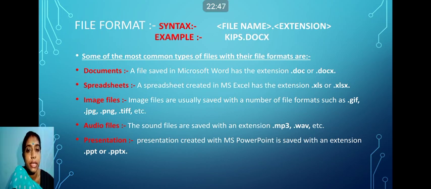The first one is documents. These are files which are saved in MS Word. The extension will be .doc or .docx. Then next is spreadsheet. Spreadsheets are files which are saved in MS Excel. Image files: here many extensions are there because different applications are there. So image files are usually saved with a number of file formats such as GIF, JPG, PNG, .tif, etc. Many are there.